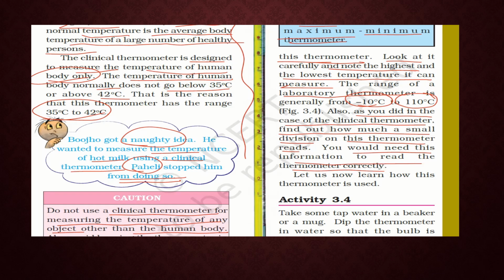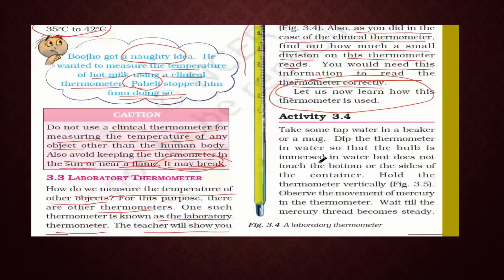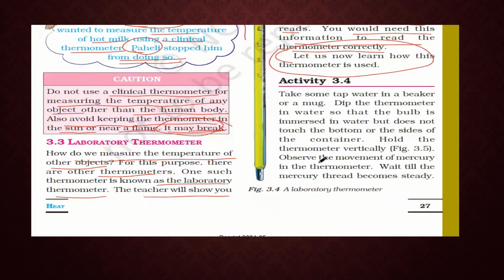Now let us know how to read this thermometer, right? We will learn to read this thermometer with the help of this activity. First we take some tap water in a beaker or a mug. Now we dip the thermometer in water so that the bulb is immersed in water but does not touch the bottom or the side. You are just holding the thermometer, it is just dipping in the water, it is not touching the sides, it is not touching the bottom.